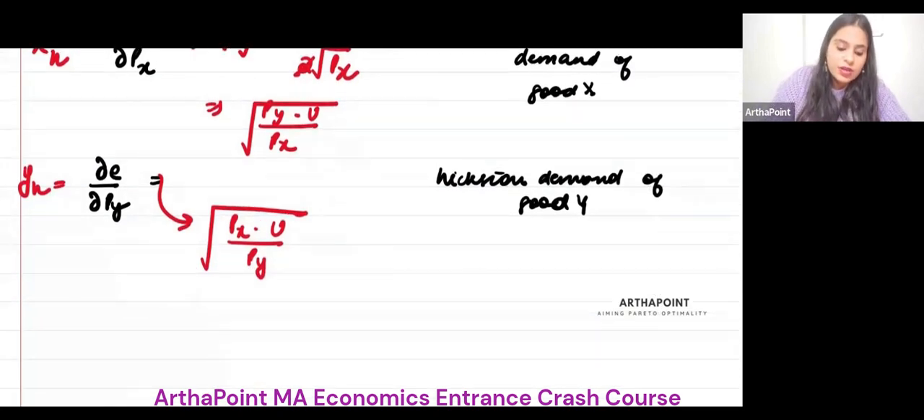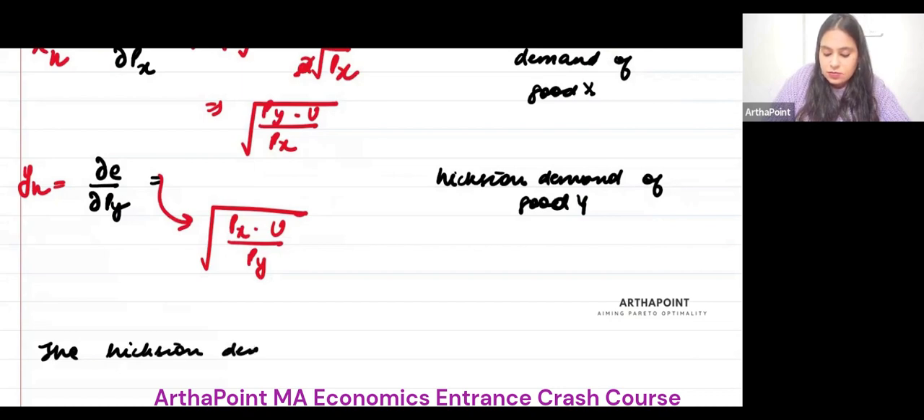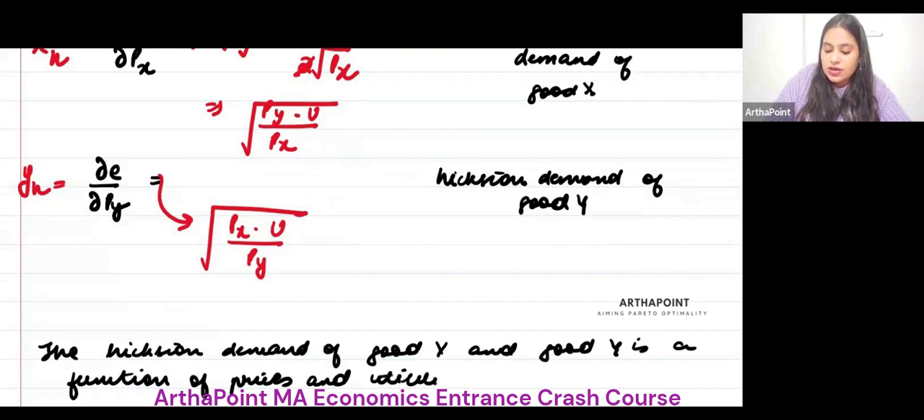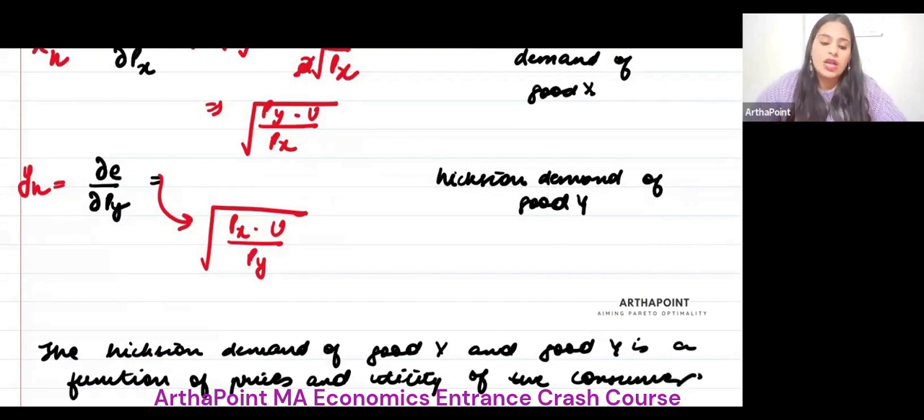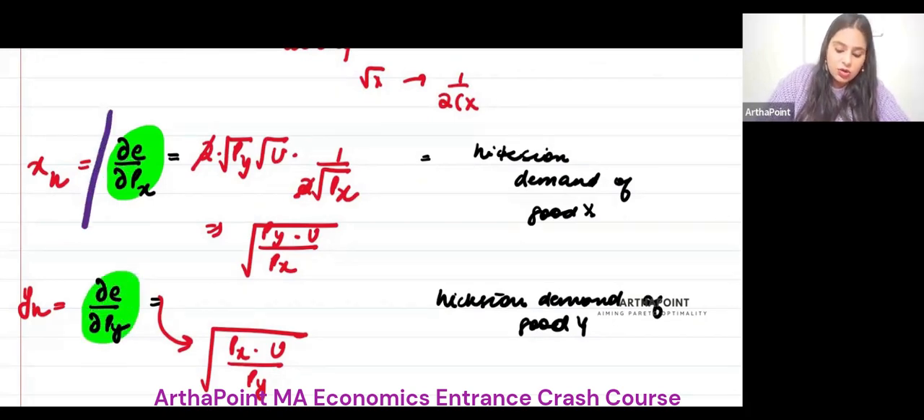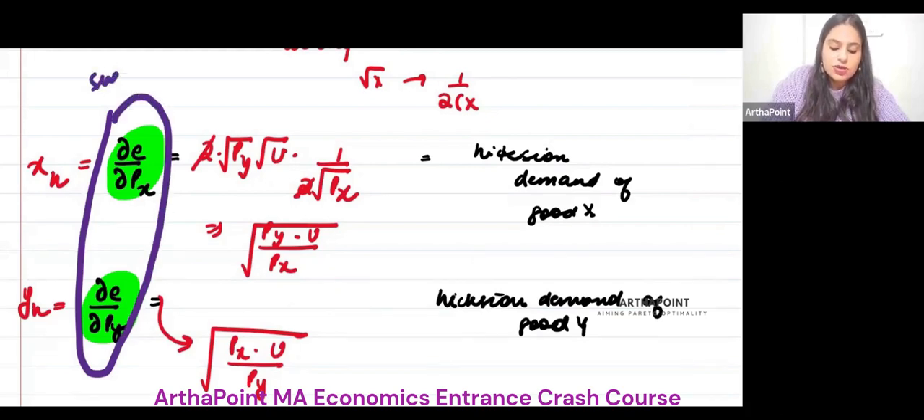Please write it down. The Hicksian demand of good x and good y is a function of prices and utility of the consumer. This method, जिसमें हम इसको expenditure से differentiate करते हैं, this method in economics, this is called Shepard's lemma.